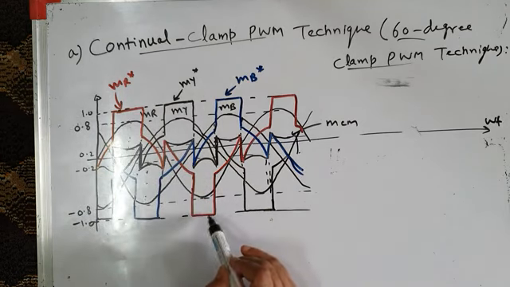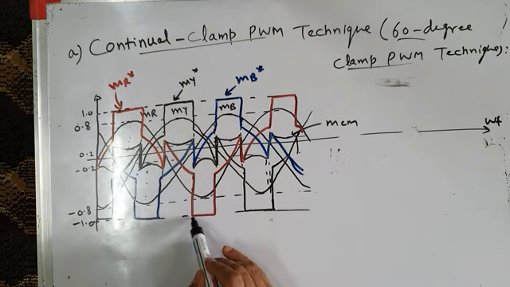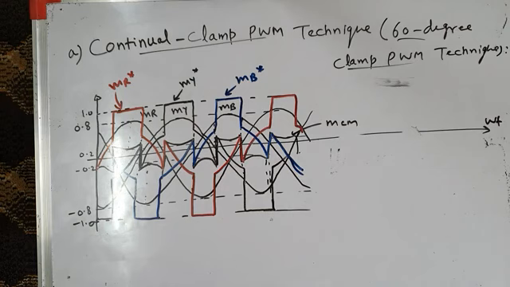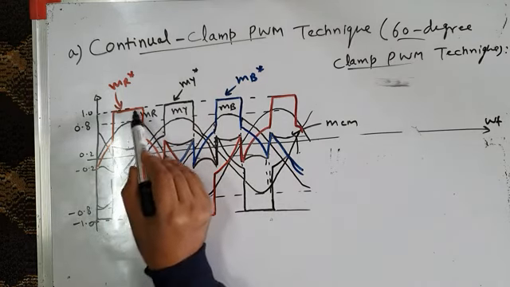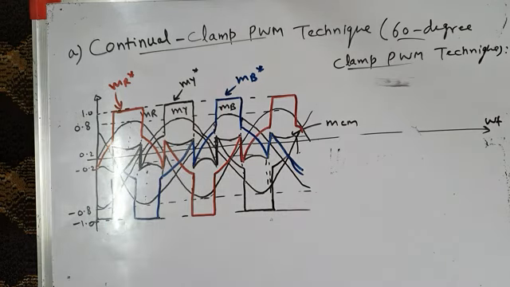In the negative half cycle also, you can see the phase leg R is clamped to negative DC bus. So phase leg R is not switching over this 60-degree interval. So that means in one cycle, 60 degrees plus 60 degrees means 120 degrees. Phase leg R is not switching for 120 degrees.